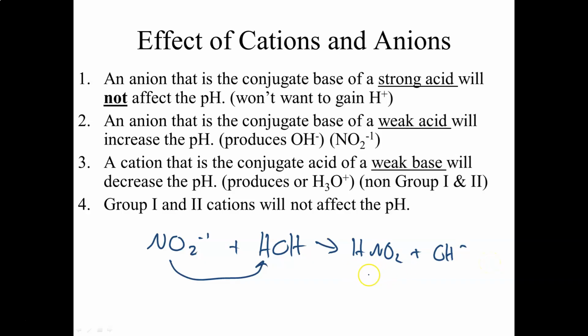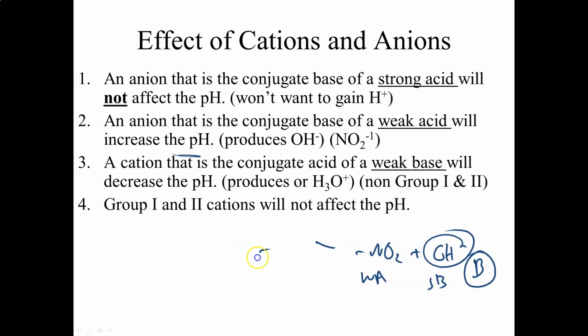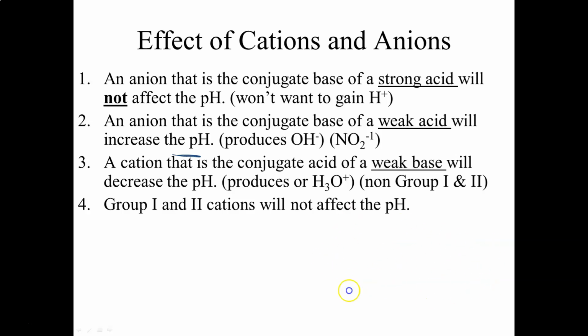HNO2 is acidic, but it's a weak acid. It's not one of our 7 strong acids. And OH is a strong base. So look, you have weak acid, strong base, basic ion overall. So nitrite ion is a basic anion, which of course would make the pH go up, because the higher the pH, the more basic. So it says produces hydroxide. There it is. So any anion you see that is not from your strong 7 is going to be basic. It's going to produce hydroxide and increase the pH.